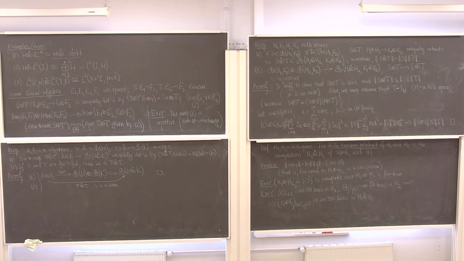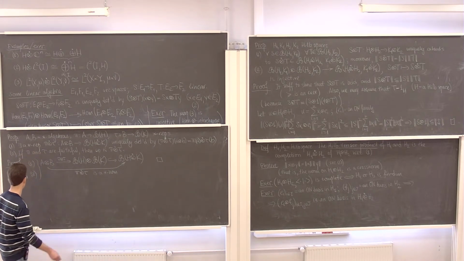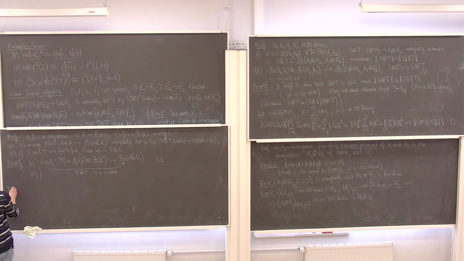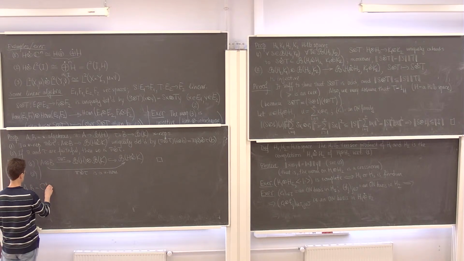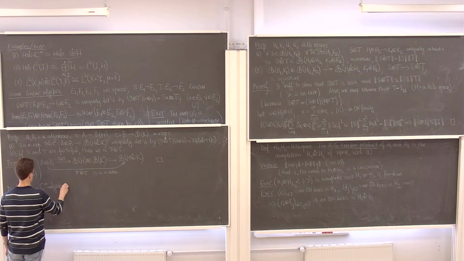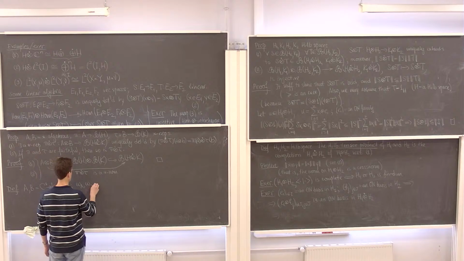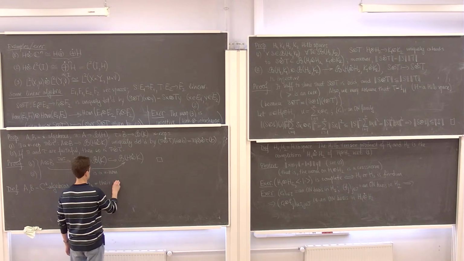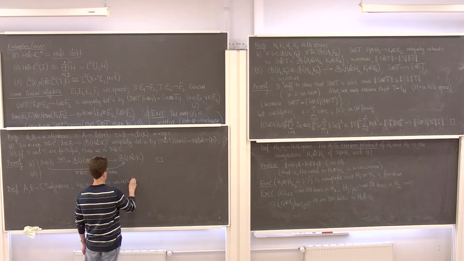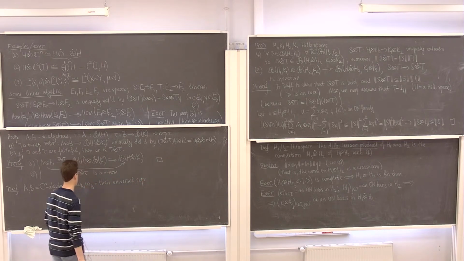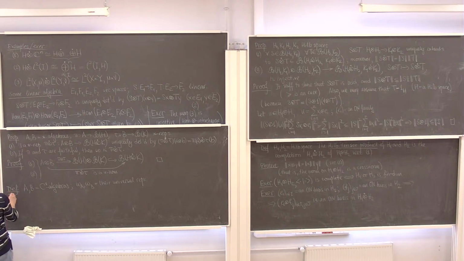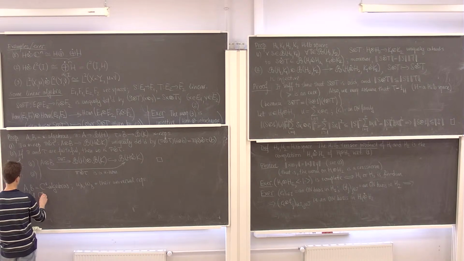Okay, now we are ready to define a C-star norm on the tensor product of two C-star algebras. Definition. Suppose that A and B are C-star algebras. And let's consider the universal representations, omega A and omega B. They are universal representations. We define the spatial C-star norm.